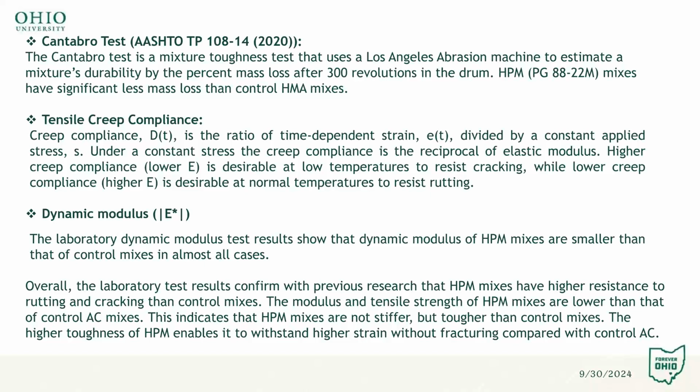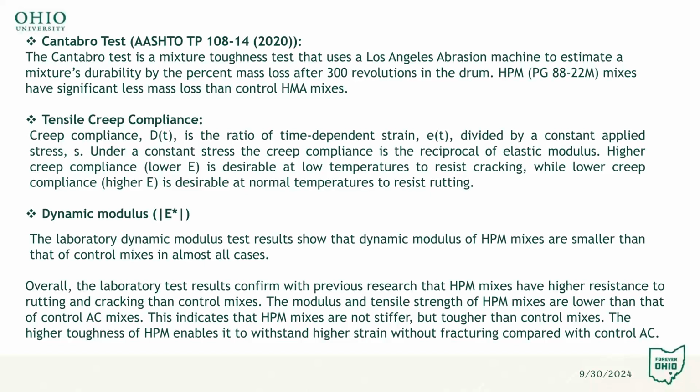Other contemporary tests: the mixture toughness test uses an LA abrasion machine to estimate mixture durability by the percent mass loss after 300 revolutions in the drum. And again, as previously shown, the high polymer mix has significantly less mass loss than the control mix. Tensile creep compliance is the ratio of time-dependent strain divided by constant applied stress. So under constant stress, the creep compliance is the reciprocal of elastic modulus. Higher creep compliance means lower elastic modulus, which is desirable at low temperature to resist cracking, while lower creep compliance is desirable at normal temperature to resist rutting.